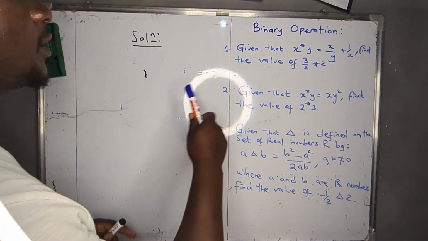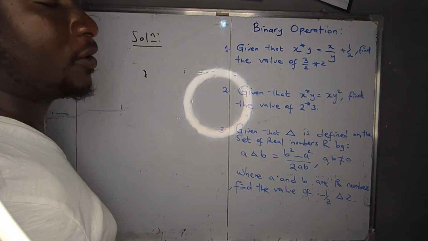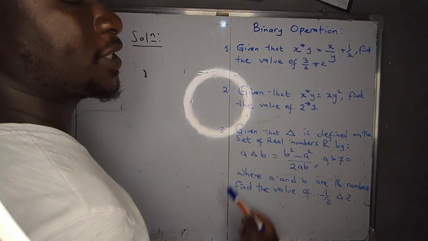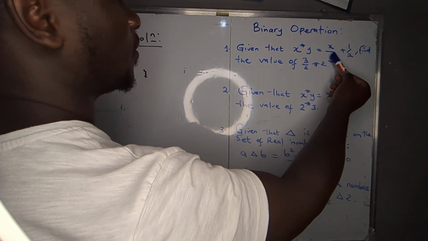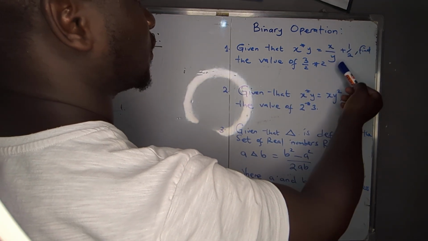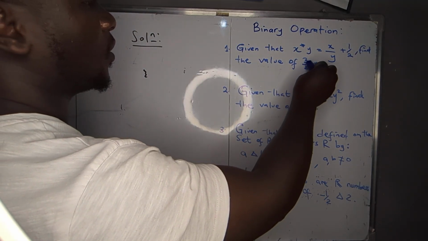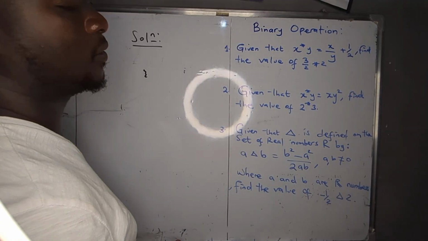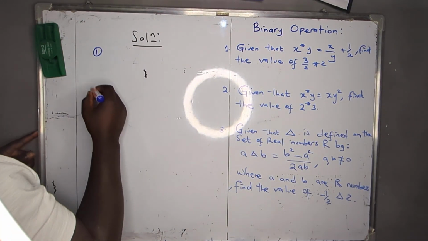Right, so the first question reads: given that x star y, so this is the binary operation that we're talking about, it's a star in this case, is equal to x over y plus 1 over 2. Find the value of 3 over 2 star 2. So it's question 1.